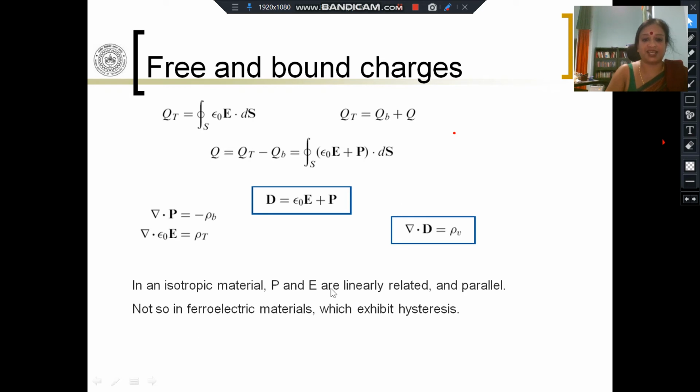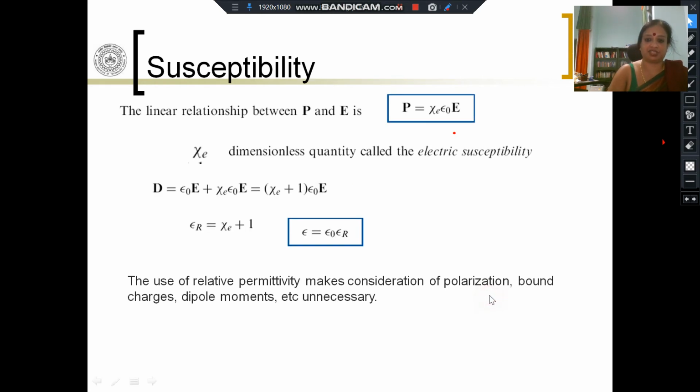But what I see is that in an isotropic material, P and E are linearly related and they are parallel. In this course, we will stick to isotropic materials. So P and E are linearly related and parallel. We are not going to talk about ferroelectric materials where you have hysteresis.